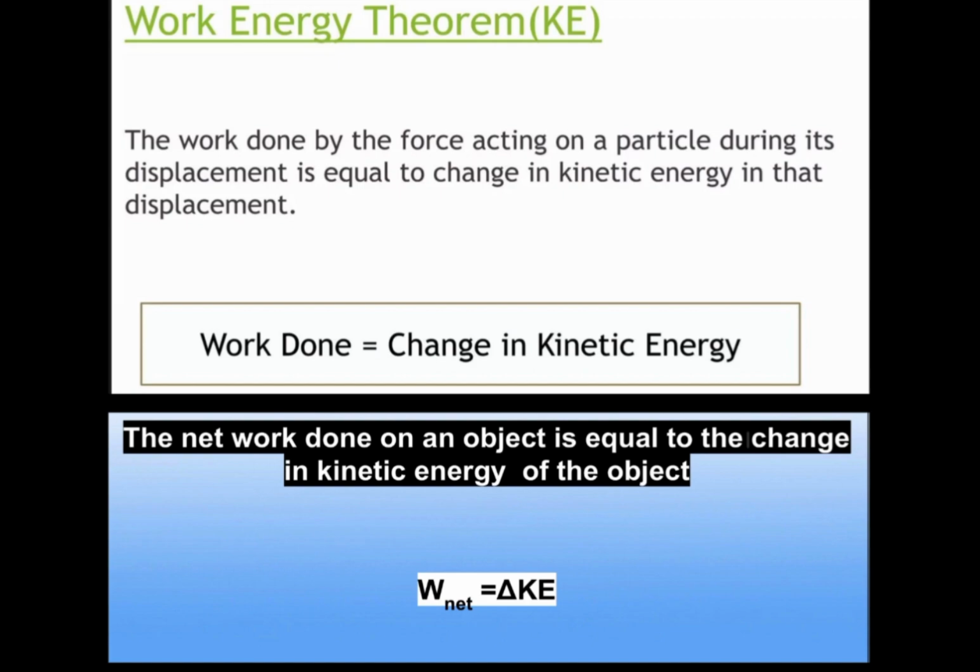In other words, the net work done on an object is equal to the change in the kinetic energy of the object. So here we have W net is equal to delta KE, where delta means change, KE is kinetic energy.